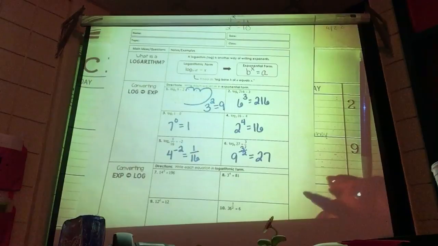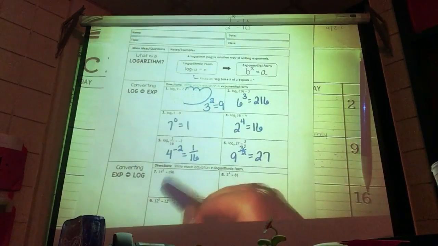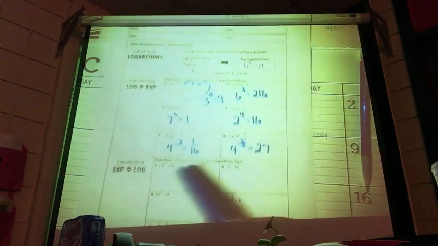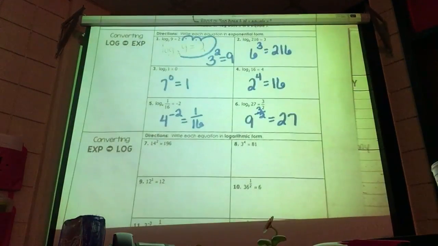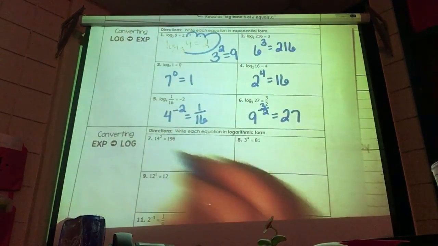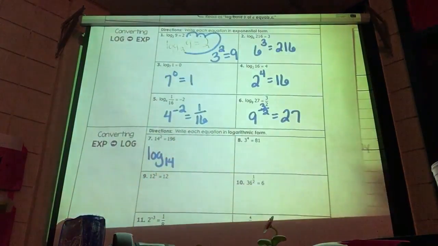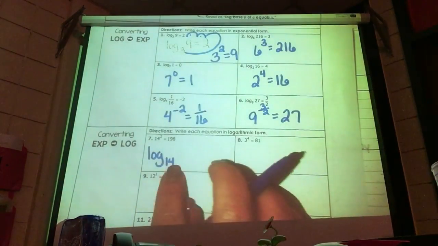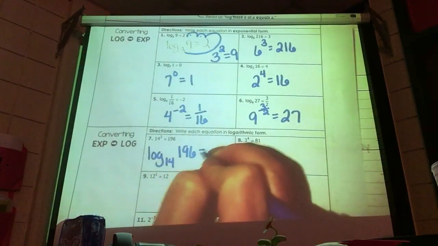Questions on that? Easy enough? All right, so now we're going to go backwards. We have 14 squared is equal to 196. And we're going from exponential form to log form. Oh, we going backwards. Oh, Lord. All right, so this one is written as log base 14. Guys, that is a subscript, so it has to be written down. Log base 14 of 196 is equal to 2.